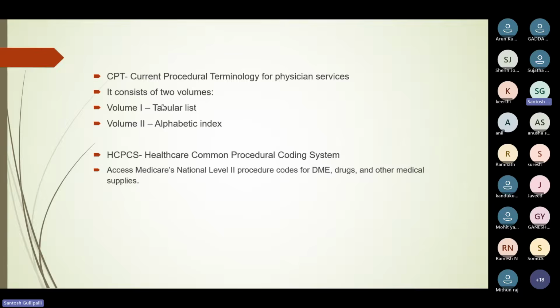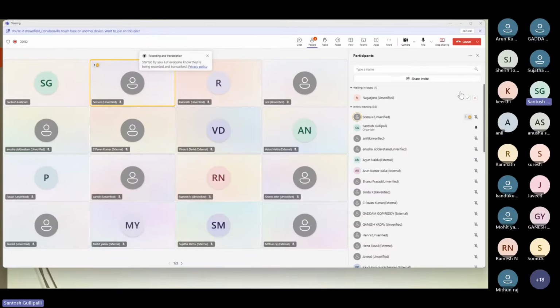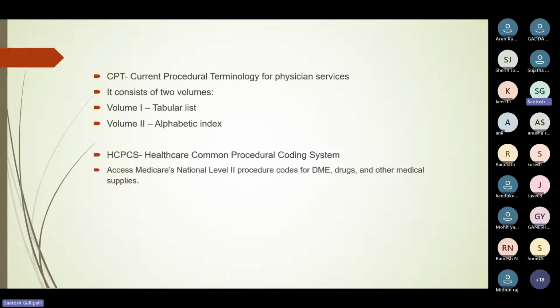What is meant by HCPCS? This Healthcare Common Procedure Coding System is for supplies. Supplies means, at the time of surgery or treatment, the physician used instruments like needles, syringes, screws, plates, rods, anchors, wires, stents, sometimes a sling. These are all under supplies. We assign supply codes for hospital settings in HCPCS.